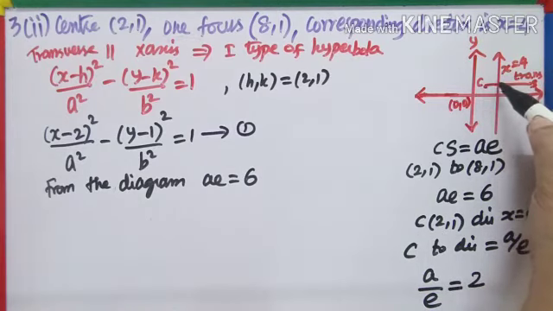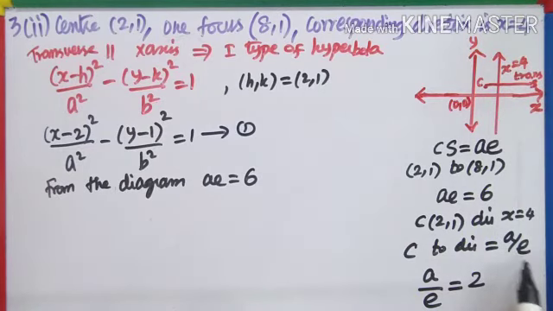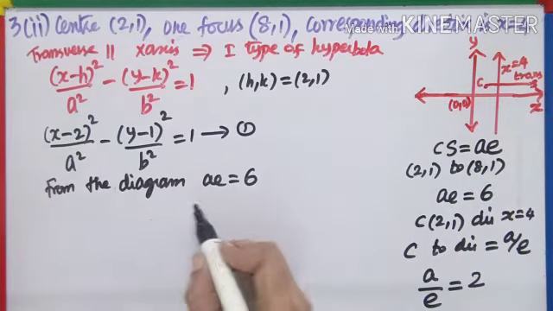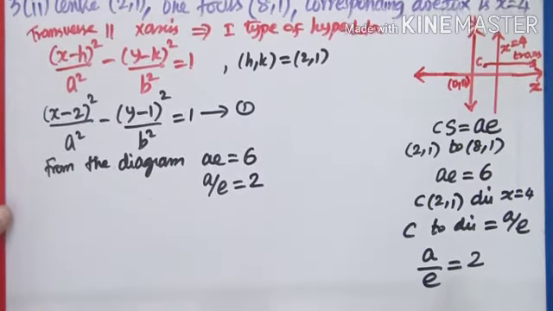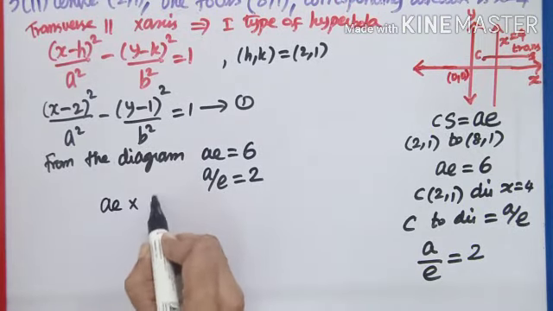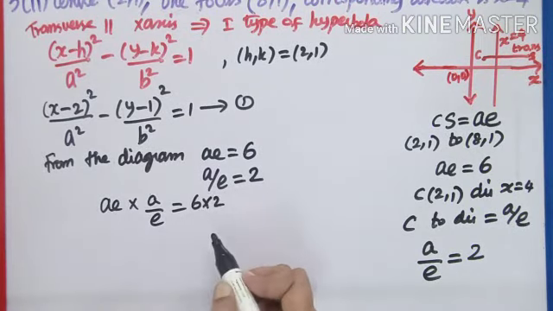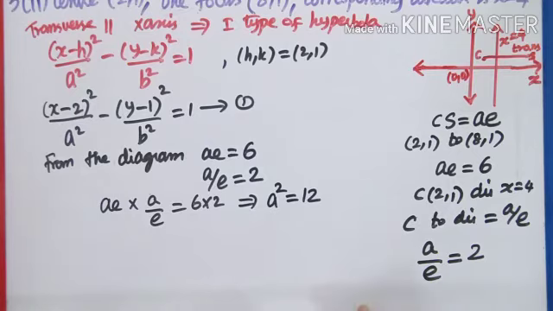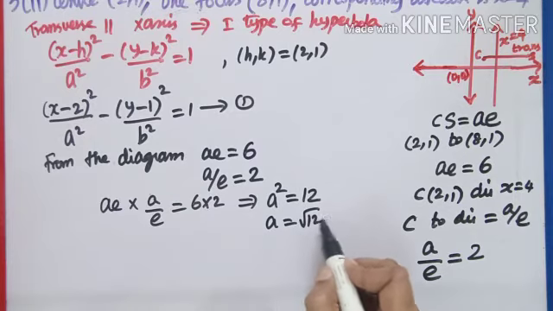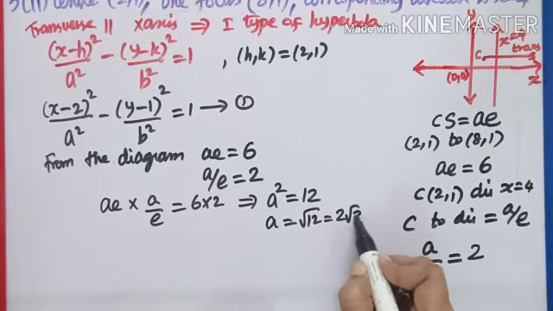You can see in the diagram, this is the point 2, 1 and this would be 4, 1, so the distance is 2. So center to directrix, we call the distance A by E, and center to focus, the distance AE. From the diagram I get AE is 6 and A by E is 2. Let us multiply: AE into A by E is equal to 6 into 2. E and E get cancelled, giving A square equals 12. Put A value as square root of 12, which is square root of 4 into 3, that is 2 root 3.